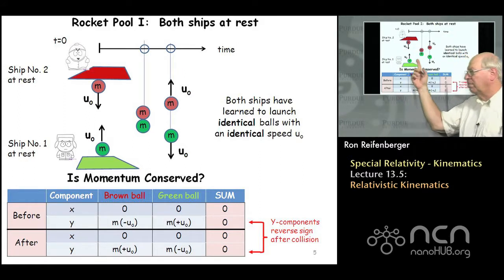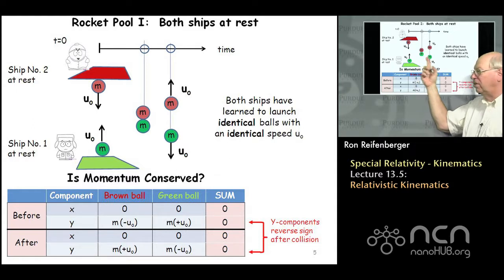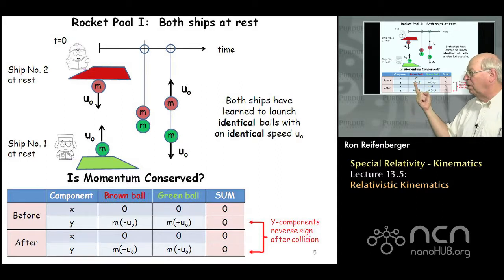The experiment is illustrated schematically in this diagram. You can see this collision just reverses the velocity in the up and down, the y direction, let's say, for the brown ball and the green ball. And so what you can do is write down the components of the brown ball and the green ball in the x direction and in the y direction before the collision and also after the collision.